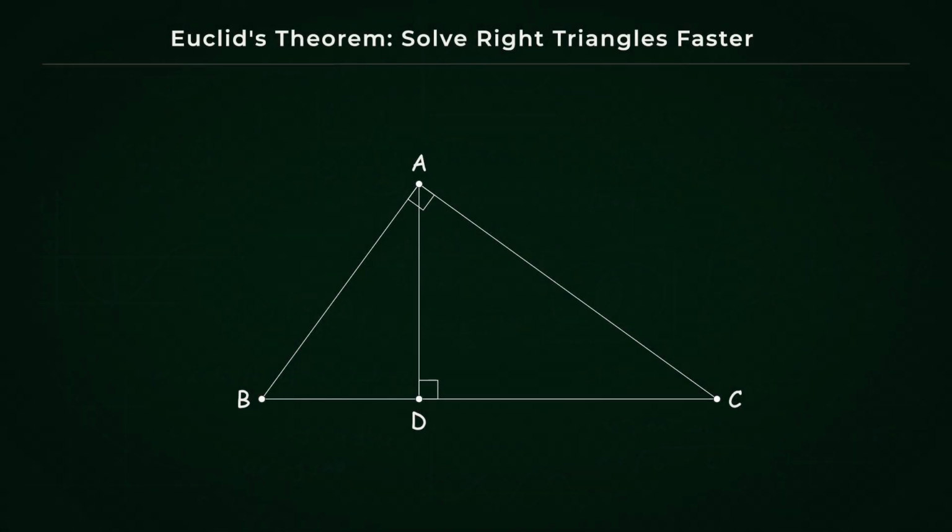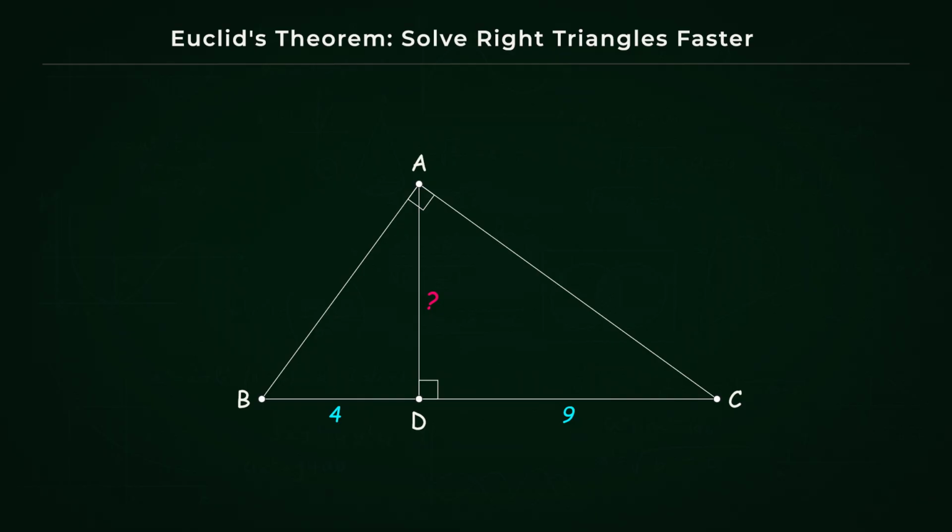Euclid's theorem is a powerful tool for solving right triangle problems quickly and efficiently. We have a right triangle ABC, with AD as the altitude to the hypotenuse. This is the basic configuration for Euclid's theorem. Suppose BD is 4 and CD is 9. Can you work out AD right away?